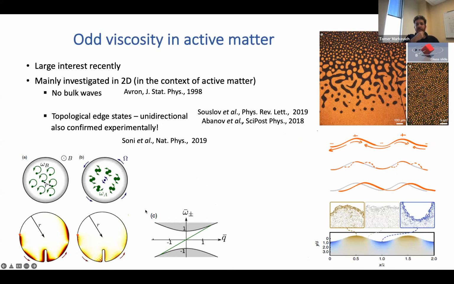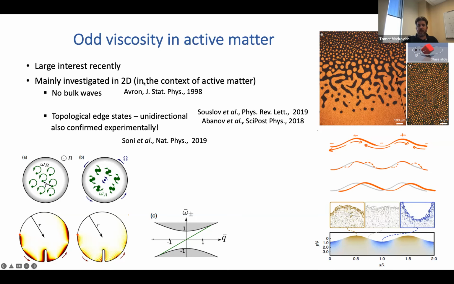Before I show you our model, just a little bit of background on odd viscosity in active materials. Recently, there was a very large interest. I'm not showing all the recent papers, there are dozens, but most of them were focused on 2D, lately more in 3D, but still most of them in 2D in the context of active matter, especially because there it was compatible with isotropy, so you can talk about isotropic materials.